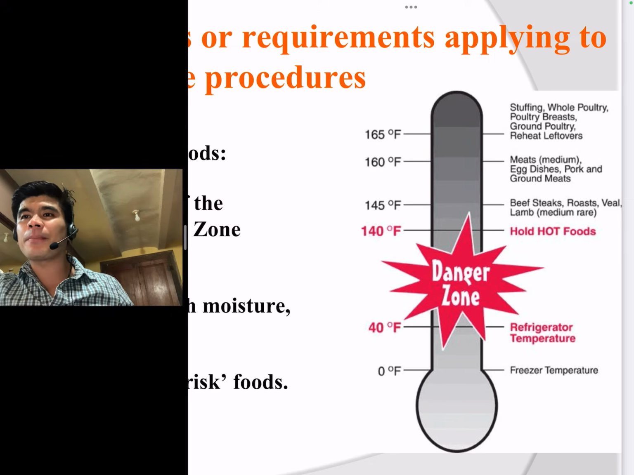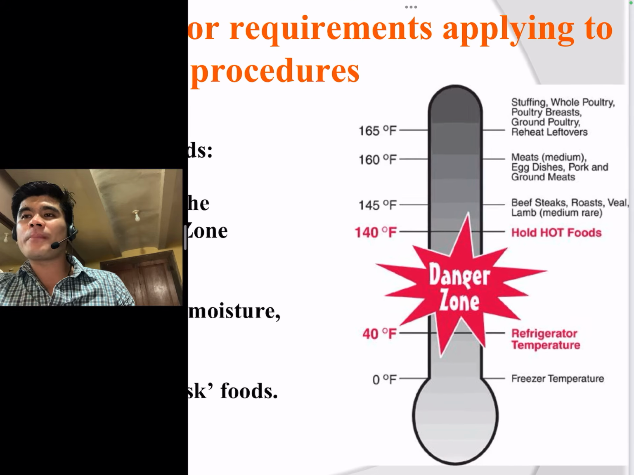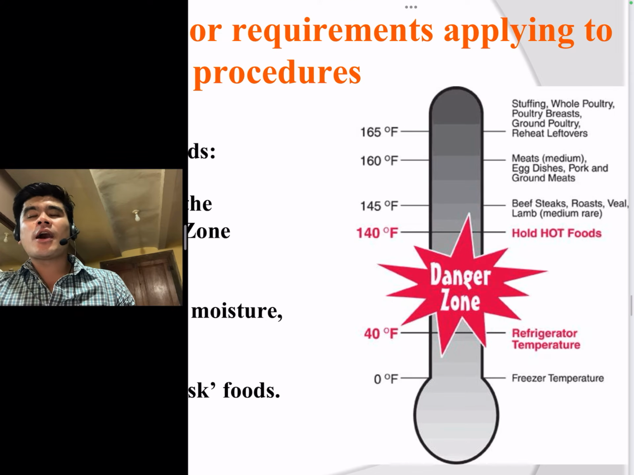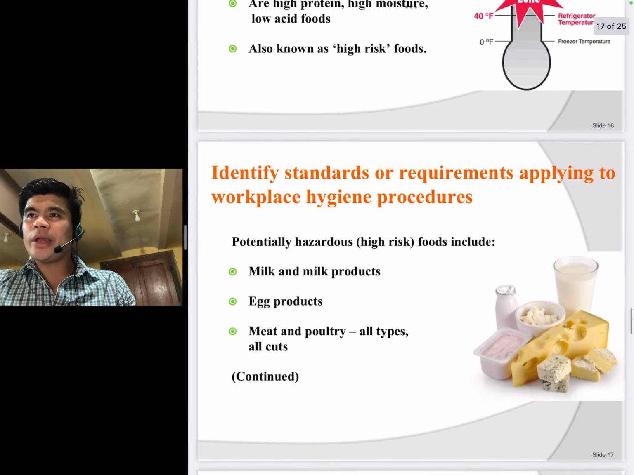And it applies to certain temperatures, like meats for medium steaks, 160 Fahrenheit. We also have pork, egg dishes, and ground meats that should be served at 160 Fahrenheit. Okay, moving on.